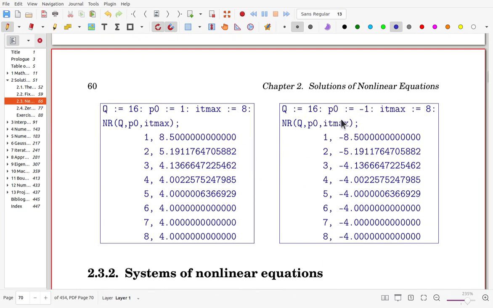Once we start with P0 equal to −1, we try to get the other side, so that we get a quite similar solution, except the difference is only the negation. It should converge to −4.